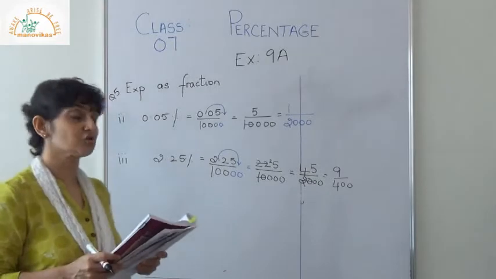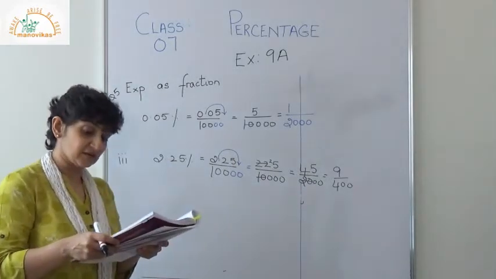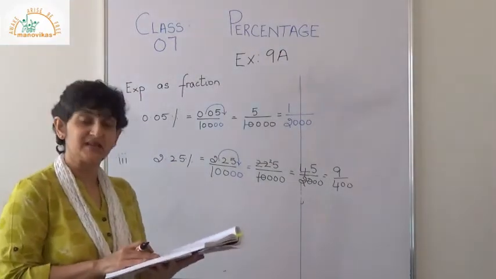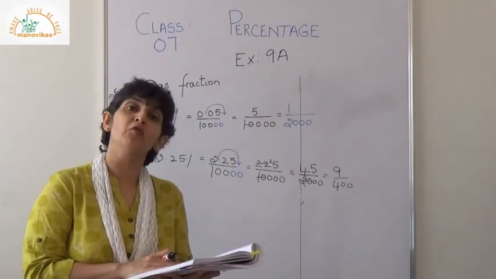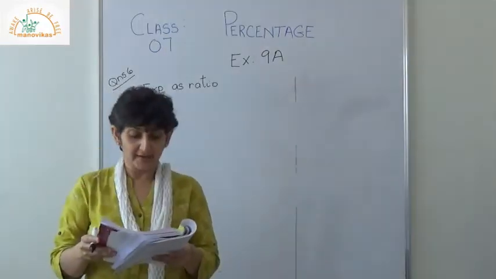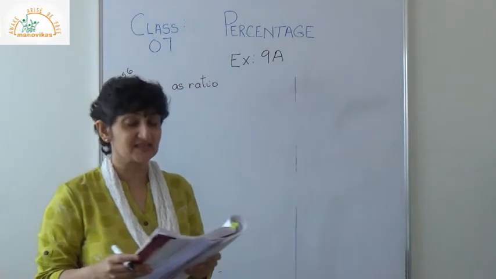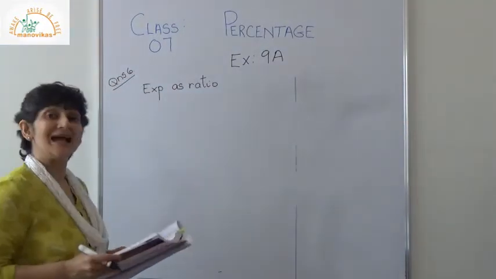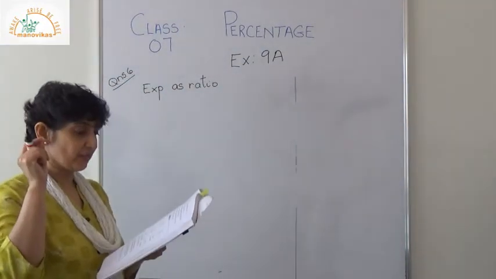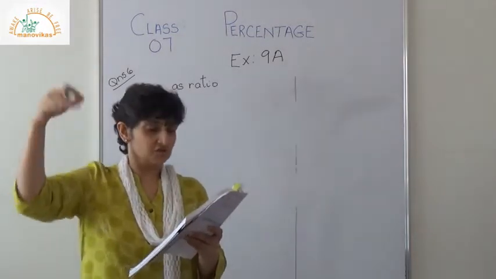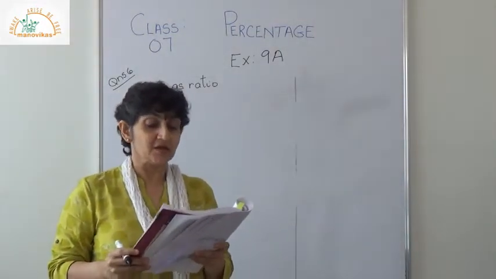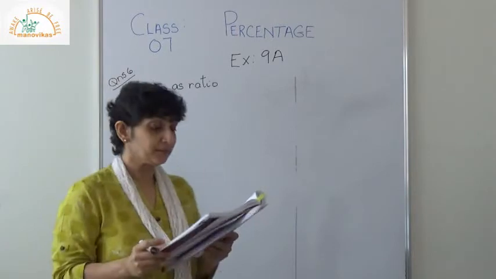I'm sure you've understood how to do these sums. Please continue, do the remaining sums. We will move on to question 6. Alright, now let's do question 6. What does your question 6 say? Express as ratio. Now let's just recollect whatever we did so far from exercise 9a.